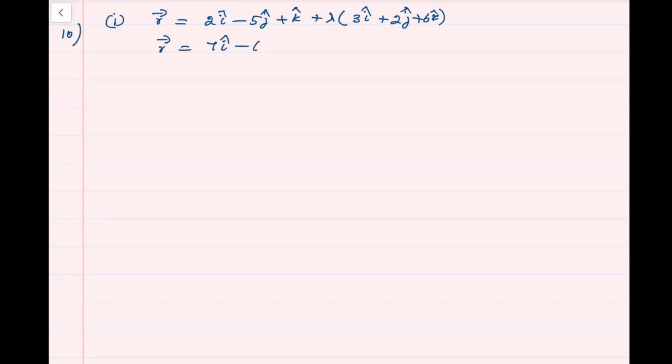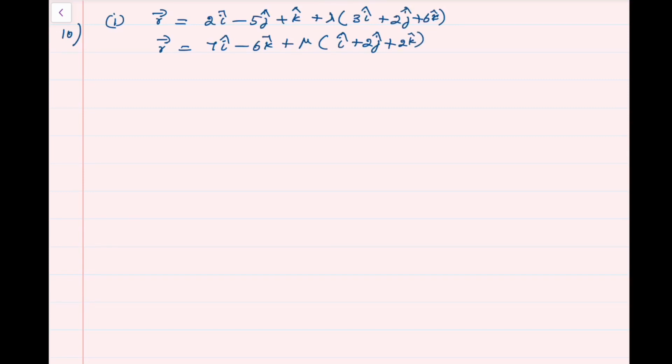Question number 10. Find the angle between the following pairs of lines. The first line is vector r is equal to 2i minus 5j plus k plus lambda times 3i plus 2j plus 6k. And the second line is vector r is equal to 7i minus 6k plus mu times i plus 2j plus 2k.